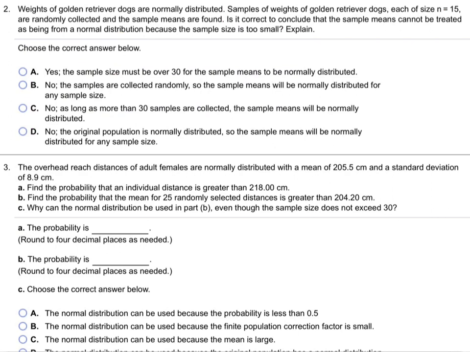They're taking sample size 15, randomly collected, and the sample means are found. Is it correct to conclude that sample means cannot be treated as being from a normal distribution because the sample size is too small? Is that true? So what's the deal? It says no, the original population is normally distributed, so the sample means will be normally distributed. So what does that mean?